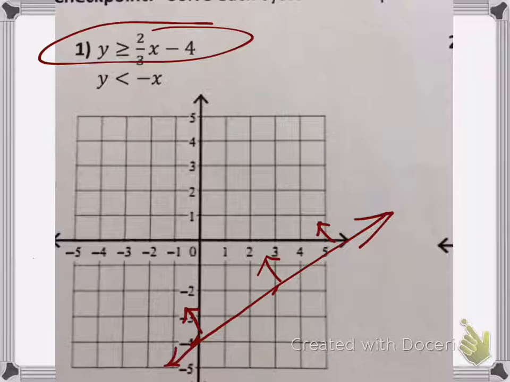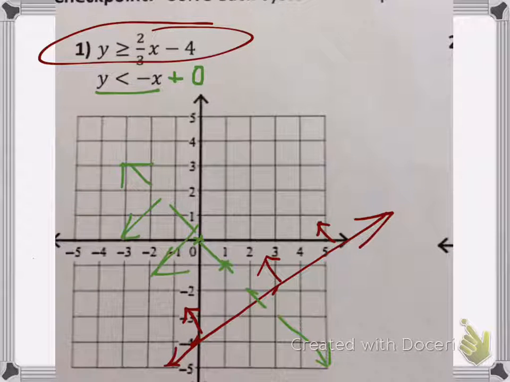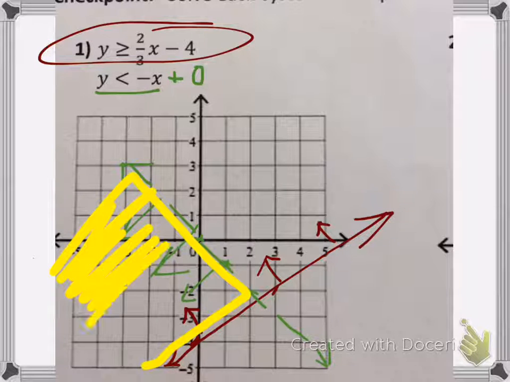My next one is ready to graph also. There's not a number added back here, so it's like starting at 0. And then my slope would be a -1, so down 1, right 1, down 1, right 1. It's going to be a dotted line because there's not an equal to sign there. And I'm shading everything below it, which would be this direction. So again, looking at my overlap shaded area, my solution would be over here.